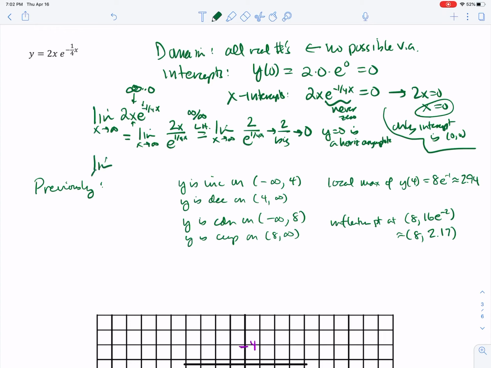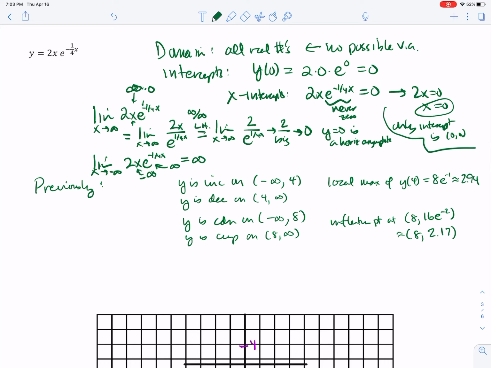If I want to take the limit as x goes to minus infinity, though, I get something entirely different. This time, this is getting really big, and this is getting big as well. Now let's think about that. If I'm putting a negative number in for x, then negative 1/4 of a big negative number is a big positive number, and e to a big positive number is getting really big. And so we would say that it's going toward, so I've got a big negative number times a big positive number, and so this limit is going to be minus infinity.